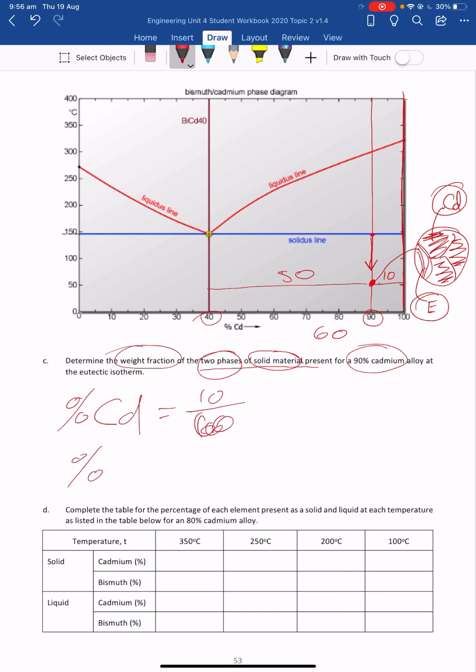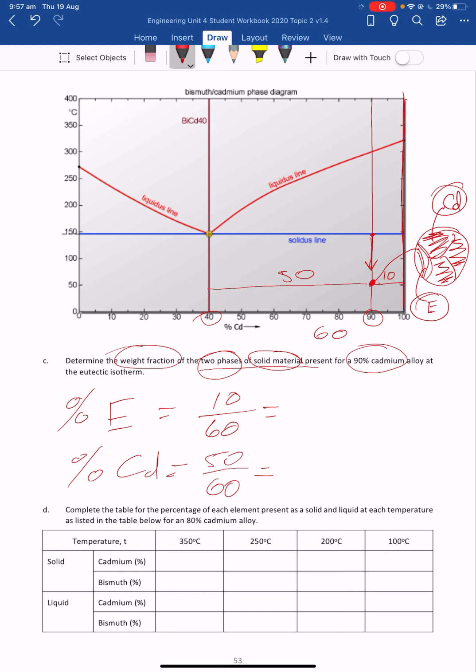The percent of eutectic is going to be small. Only a small bit of eutectic is going to be 10 over 60. And the percentage of cadmium is going to be 50 over 60.